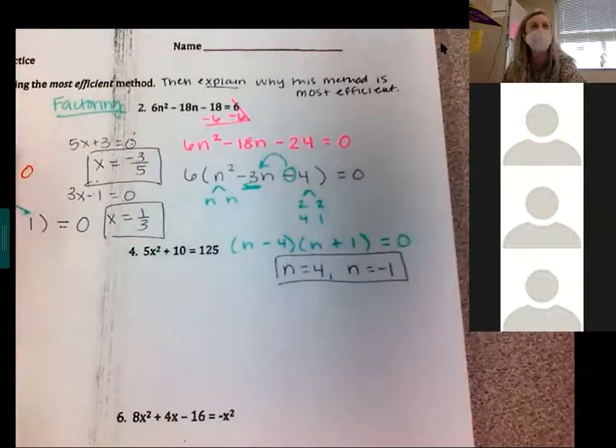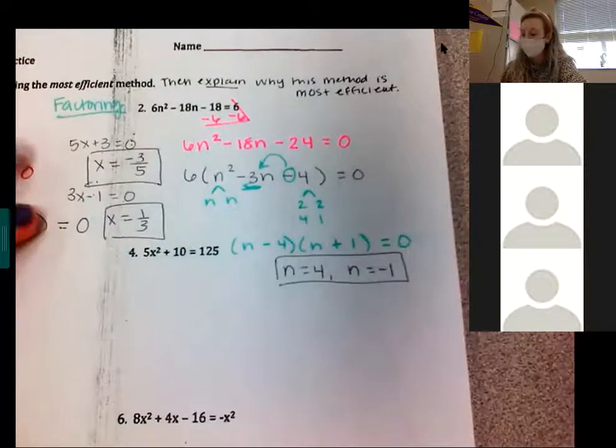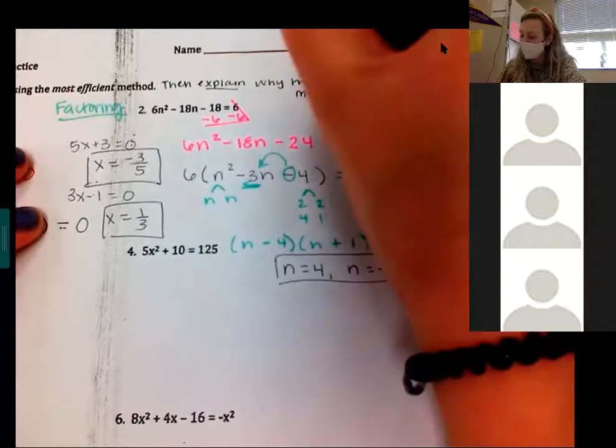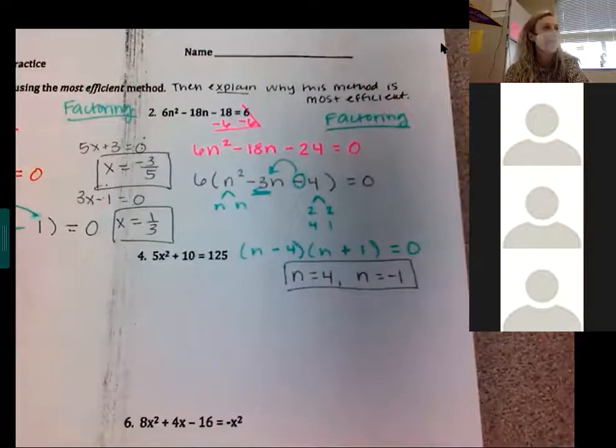Most efficient method was what? Factoring. What would be your explanation? Because you will have to explain on the test. It's factorable. That's it. You can literally say factorable. You can say one word. It doesn't say respond in a complete sentence. Factorable. Period. That's it. Factorable. Boom. Do we feel like we can factor?